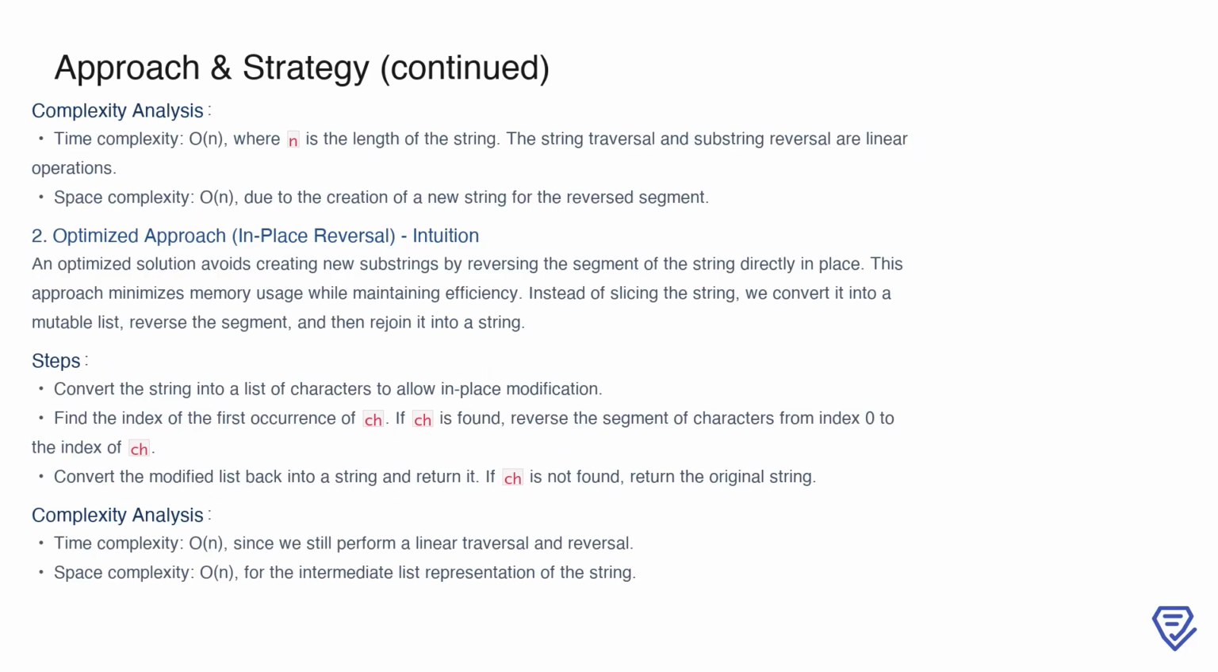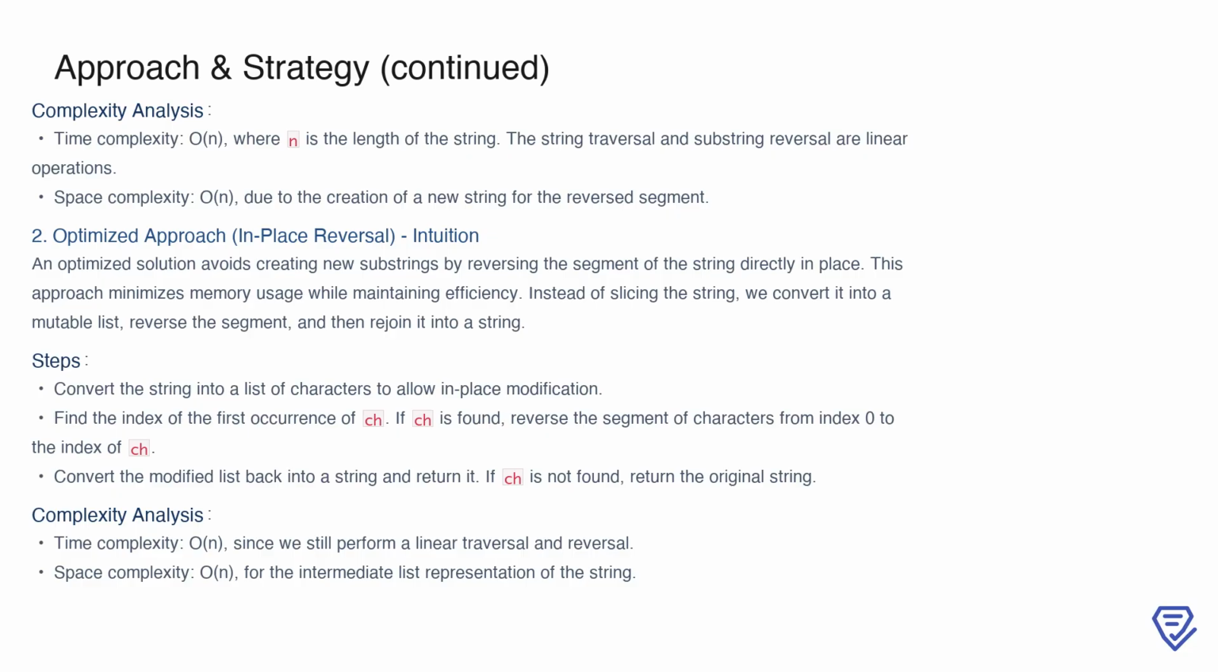When analyzing the brute force method, we find that its time complexity is O(n), where n is the length of the string. This is because we perform a linear traversal to find the character, and reversing the substring is also a linear operation. On the other hand, the space complexity is O(n) as well, since creating a new reversed substring involves additional memory allocation. To improve upon this, we considered an optimized approach that performs the reversal in place.